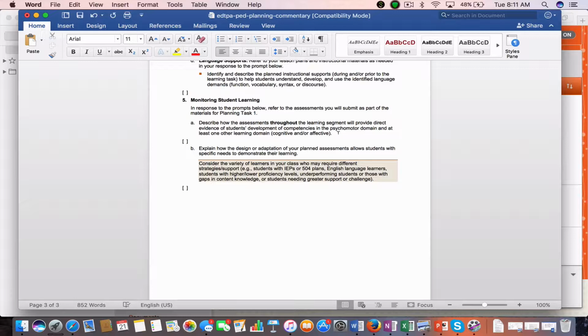So now you're describing. What you're going to do here is use that beautiful chart that you created for ETWS 3, which is your assessment table. Do you remember that, where you had the assessment, the modifications, and then you had the specific learning goals that each assessment connects to? You're actually going to go through the chart now, and you can copy and paste the information from the chart, and write a little bit about each one of those assessments.